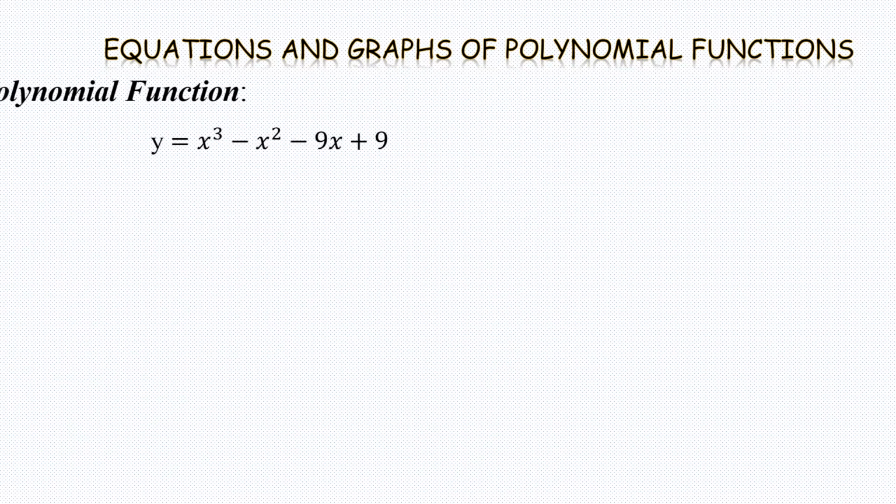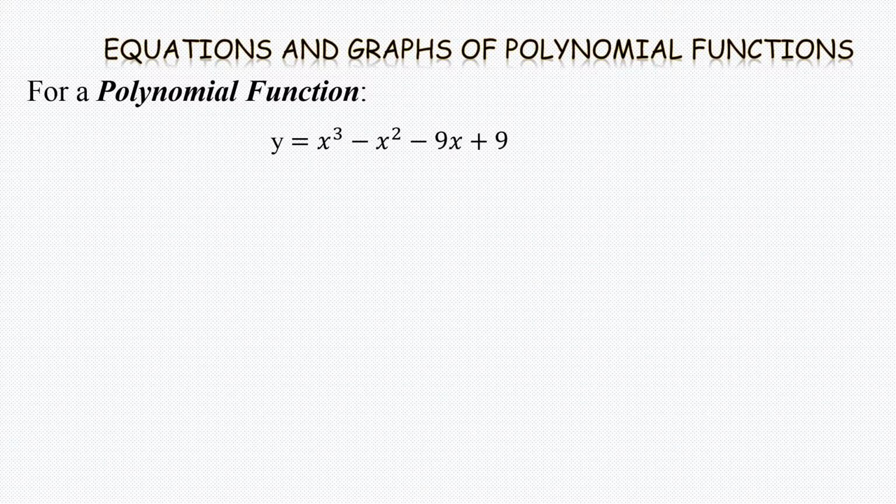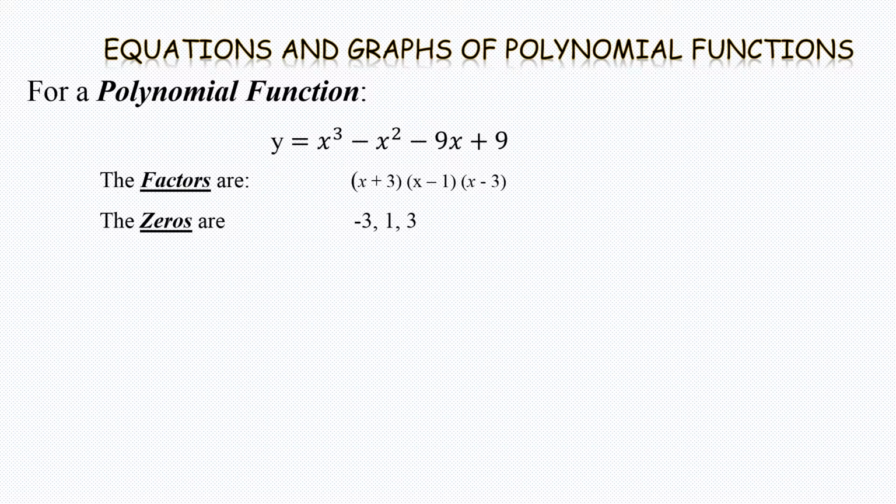So, for this time, we will sketch the graph of y is equal to x cubed minus x squared minus 9x plus 9. So, first, ang gagawin natin dyan ay kukunin muna natin yung ating mga factors. So, yung ating factors dyan ay x plus 3, x minus 1, and x minus 3. Then, after that, kukunin natin yung ating mga zeros. So, i-equate lang natin sa 0 yung ating mga factors. Kaya, meron tayo dyang negative 3, positive 1, and positive 3.